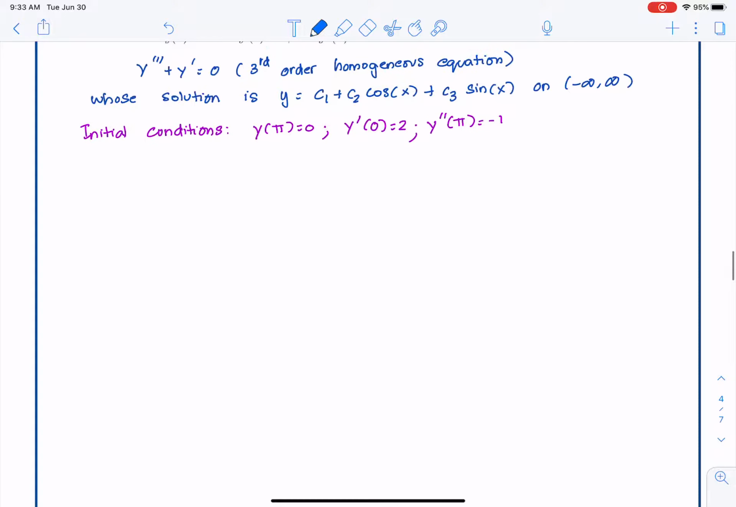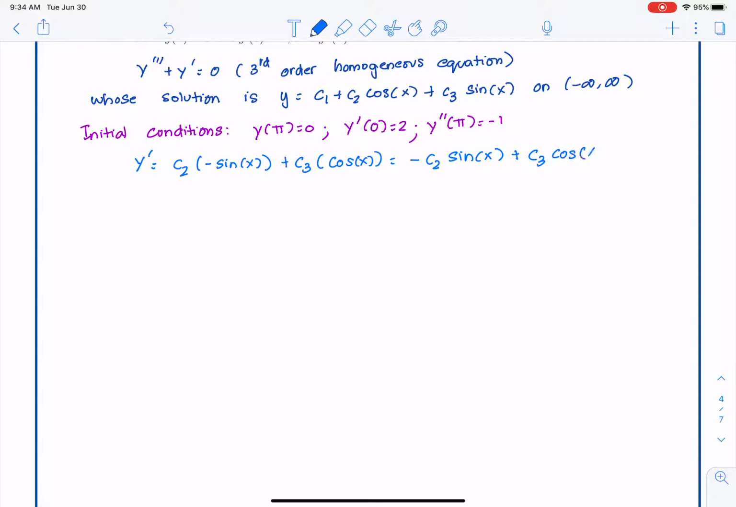So, of course, we need the first derivative here and the third derivative because the equation has those. And we have a condition for the second derivative. So let's go ahead and find the first derivative. Y prime, derivative of constant c1 is 0. c2 times the derivative of cosine x is negative sine x, plus c3 times the derivative of sine x, which is cosine x. So we have negative c2 sine x plus c3 cosine x.